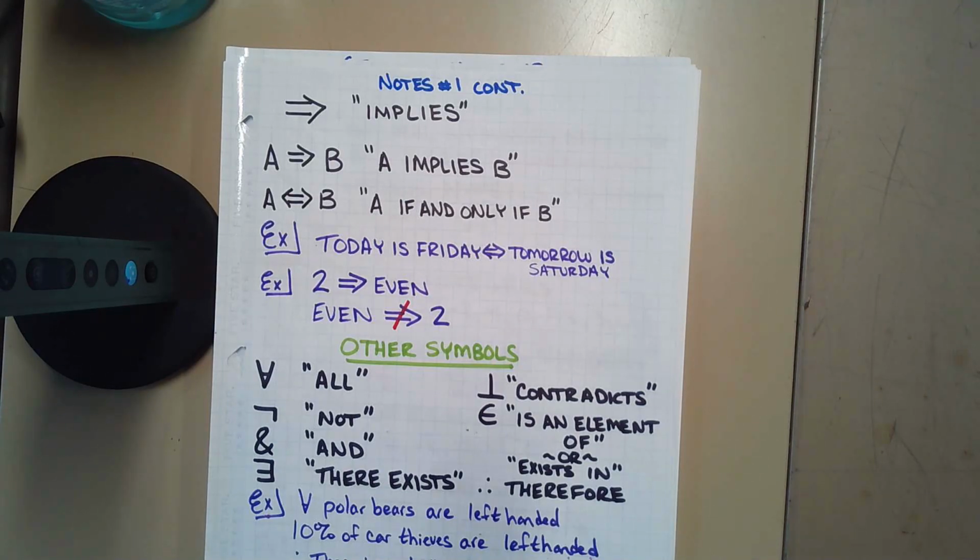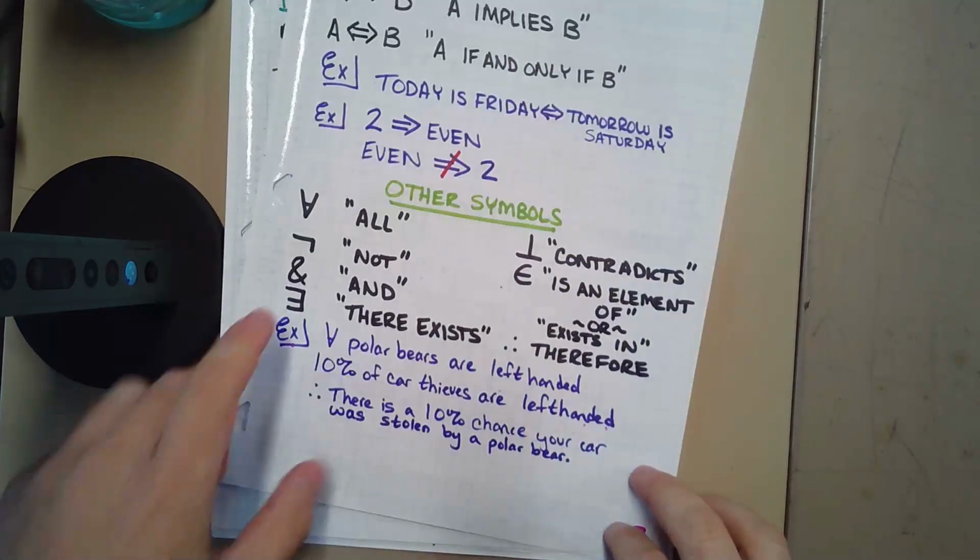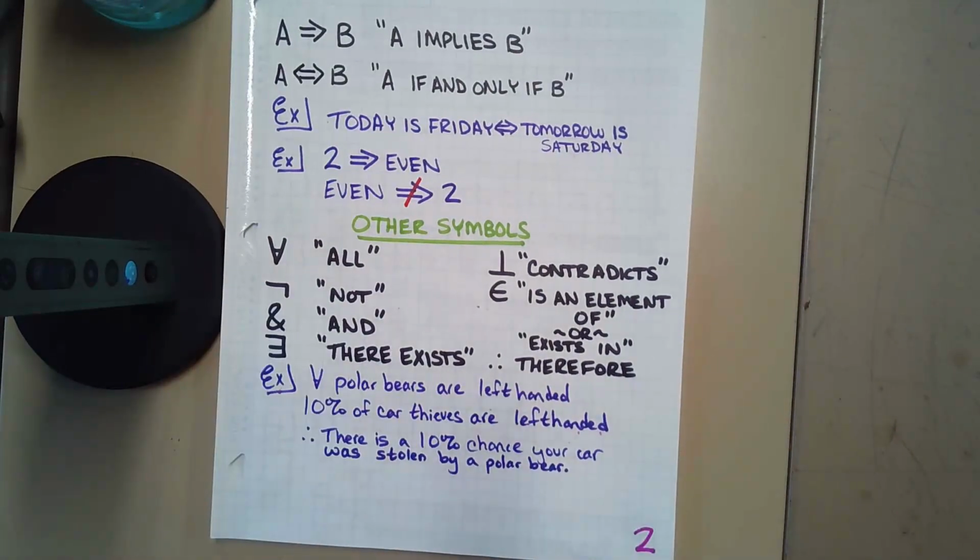Other symbols. Okay? This one's one of my favorite, the upside down A, because it just looks so dope when you're writing out math stuff. It saves you so many letters, too. So it's not a big time saver, but it looks really cool. So that means all. So like all students, I would do with that upside down A, all students.